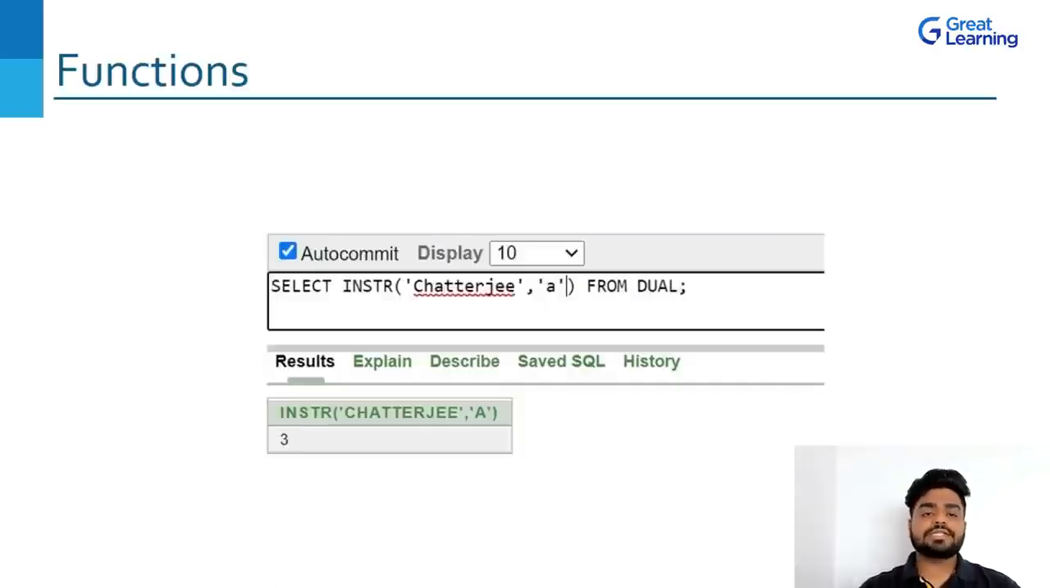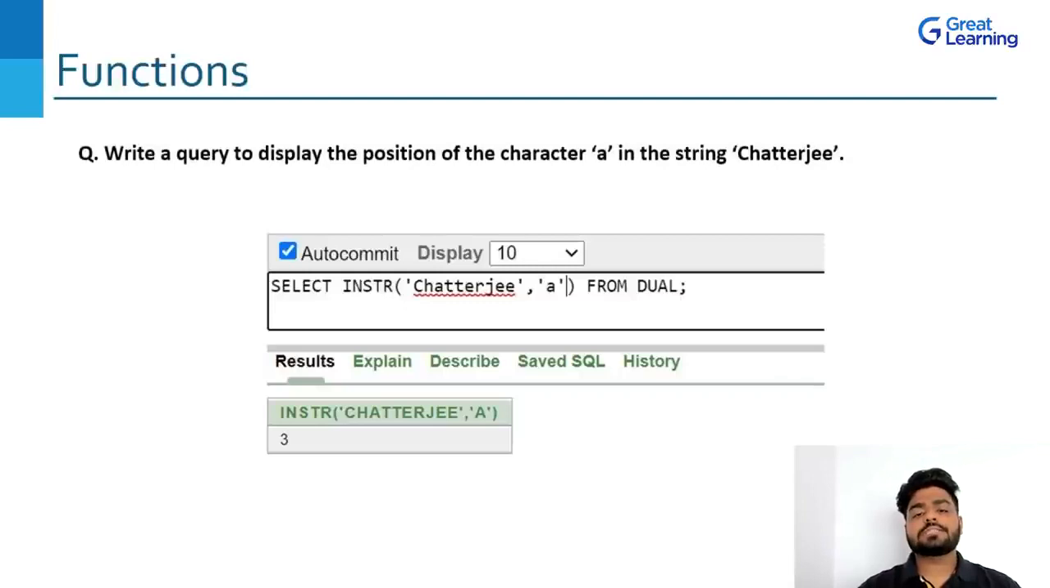Let's move to the next function, which is: write a query to display the position of the character A in the string Chatterjee. Okay, so what is happening here? See, we want one character's position from the string. So A is one character, the position of that character is 3, we know that. But how can we tell Oracle or SQL that this is the position of a character?